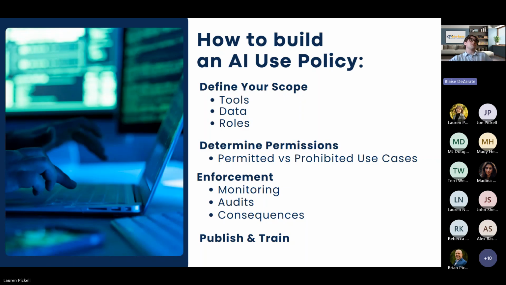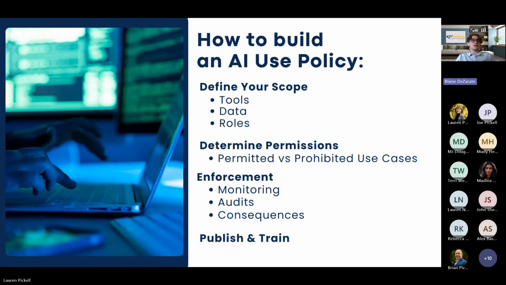So let's get into how to build an AI use policy. What you're going to want to do first is define your scope. So with so many tools out there, there's new tools coming out every day. You want to come up with a stack and define what tools your organization is allowed to use. Next, you're going to want to define what data you can put into it. Can it be linked to your SharePoint with sensitive data? It's important to think about that.